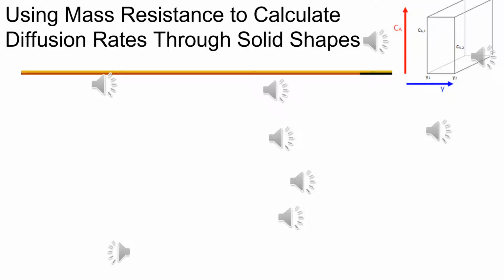In a way similar to that for heat transfer, to get the rate of mass transfer across a flat plane solid, you need to integrate Fick's law in the direction of mass transfer, from position y1 to y2, which also corresponds to a concentration of CA1 and CA2 respectively.